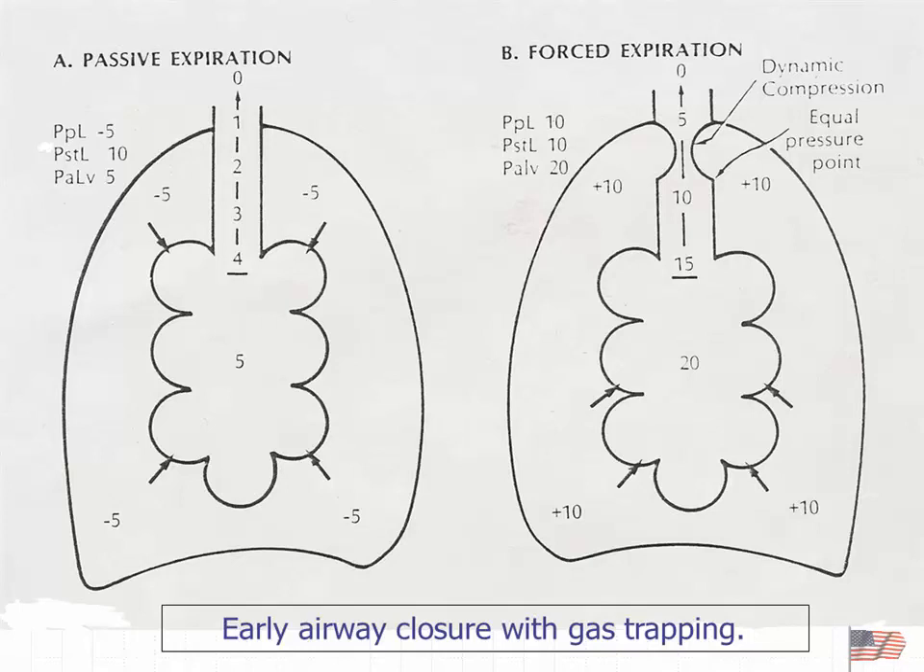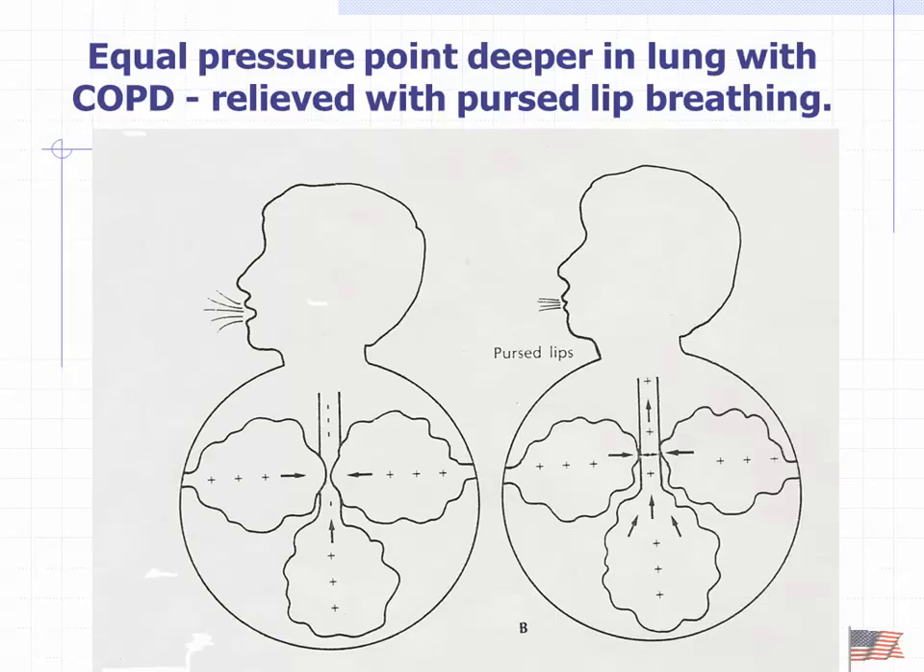And we talked about the equal pressure point, where there's a point in the airway where the pressure on a forced exhalation extraluminally exceeds the pressure inside the airway, so the airway collapses. And this is why patients with COPD have a forced vital capacity that is less than their slow vital capacity, because that forced maneuver traps more gas, because the airways collapse. That's one of the reasons we teach them to do pursed-lip breathing, to splint those airways open so they don't collapse.